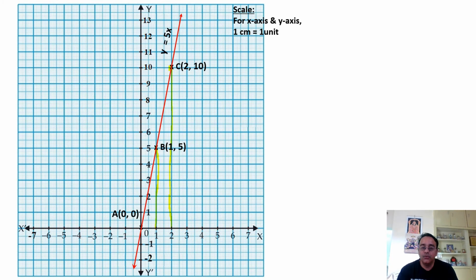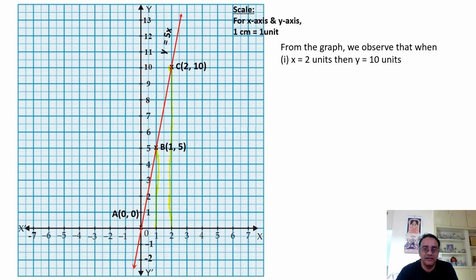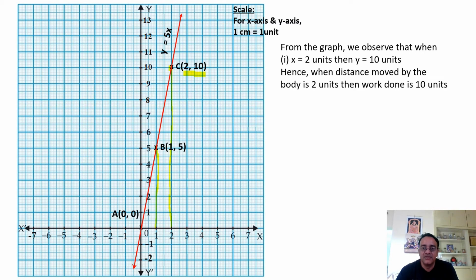Now what we have to find? We have to find the work done when the force is, I think 2 units, है ना, 2 units, right. So x is equals to 2 units, then y is equals to 10. From the graph we are saying that when x the point is 2 10. Okay, so hence when distance moved by the body is 2 units, then work done is 10 units.